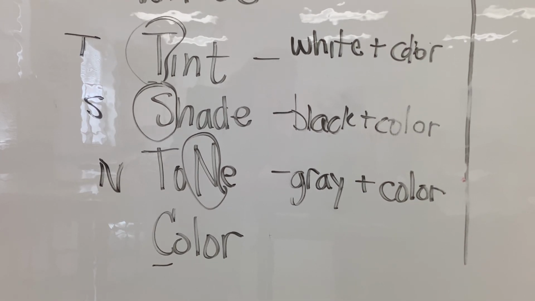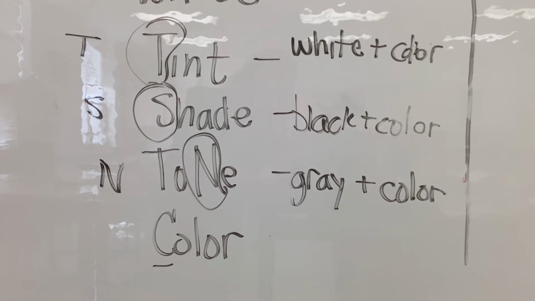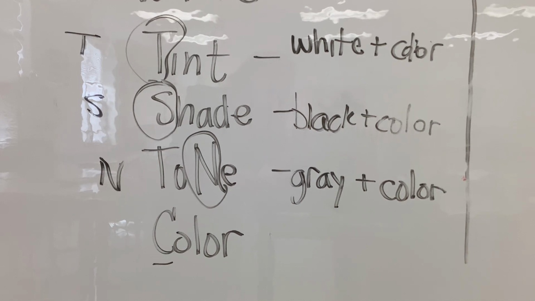I use T to represent tint, S to represent shade, and N to represent tone. I'm using an N for tone because we already have a T. This should be written on the corner of your paper, please.